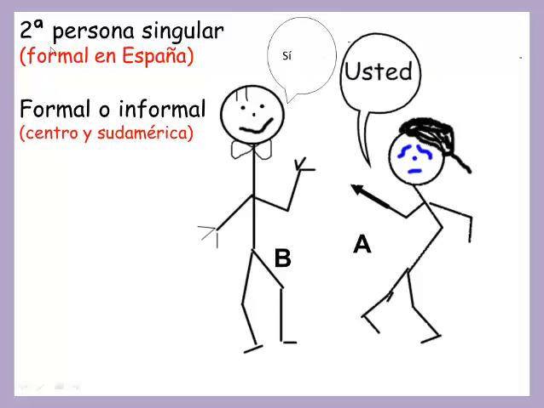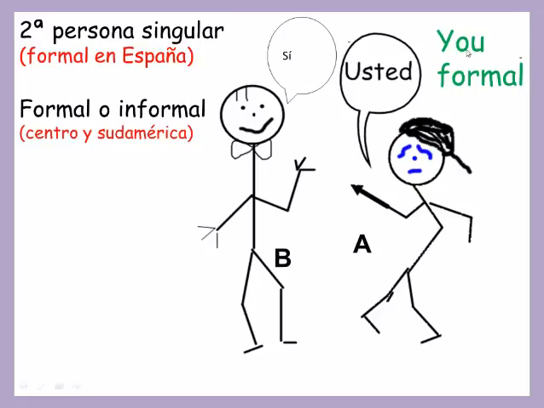Let's clarify that in Spain, usted is used only formally to talk to individuals in a very respectful or polite manner. In Central or South America, you can choose to use usted to talk formally to people or informally. So you could talk to your friends technically using the usted form in Central and South America. Once again, the pronoun in English for usted would be you.